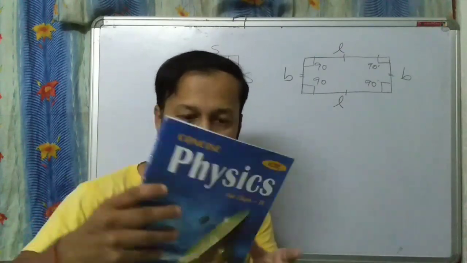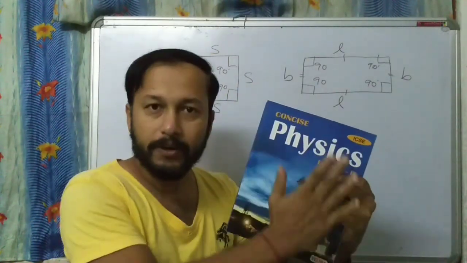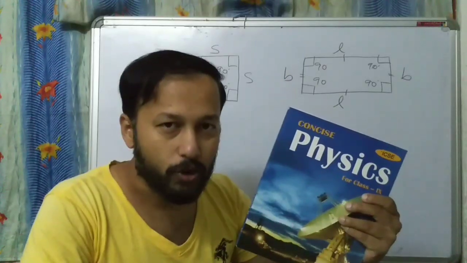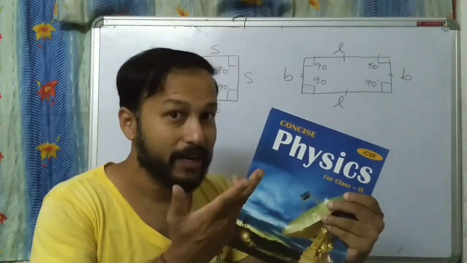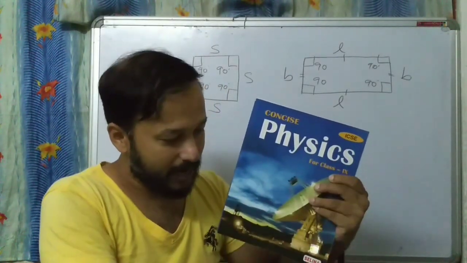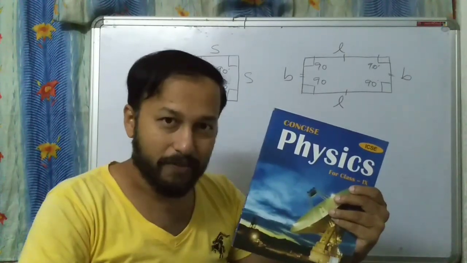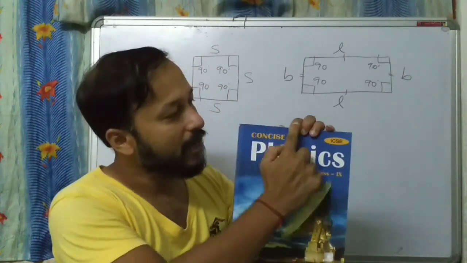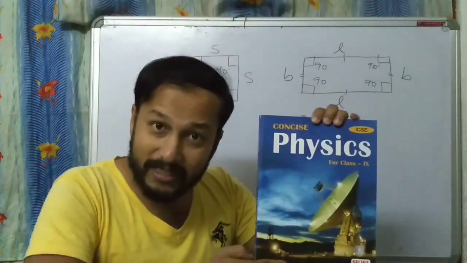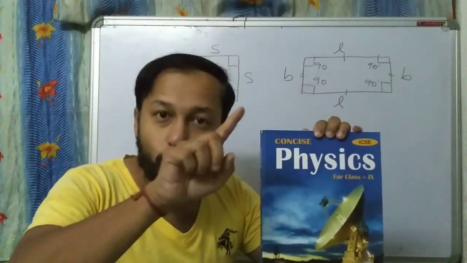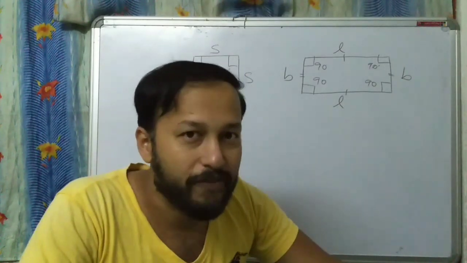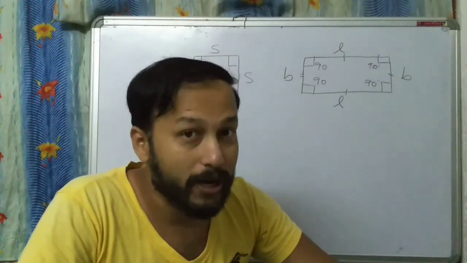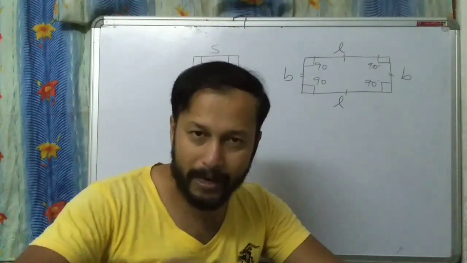Understood? Like, say I have got this book. Now if I ask you, what is the perimeter of this book? Perimeter means boundary. Where is the boundary? This is the boundary. I repeat, this line plus this line plus this line plus this line, you have to add all the lines. You will get the boundary. If you add all the sides of a figure, you will get the boundary. Boundary means perimeter.